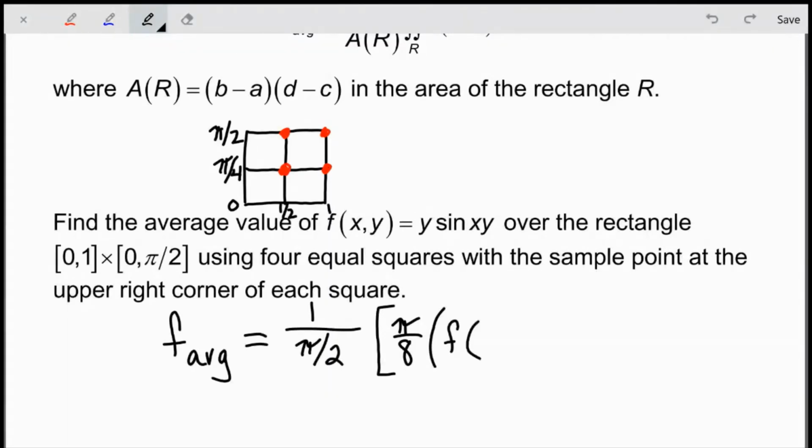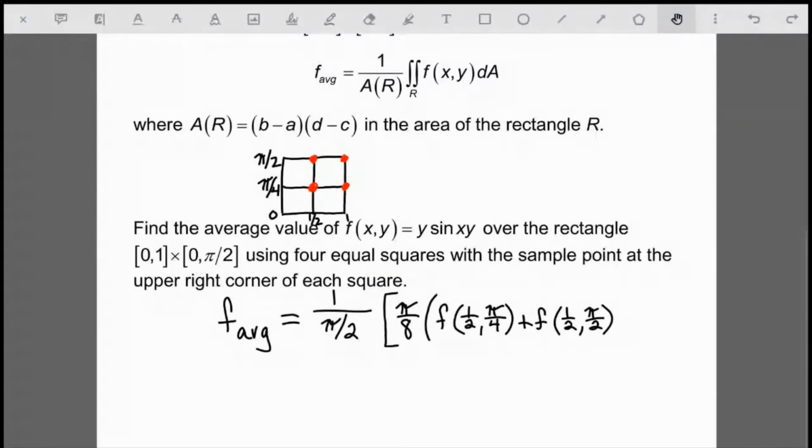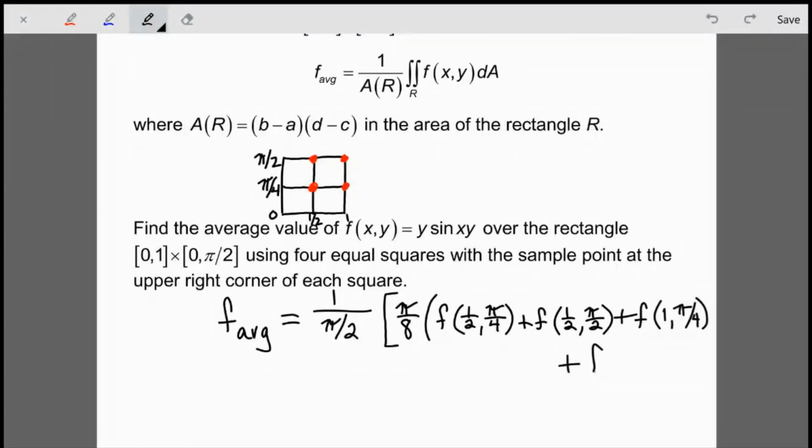So f at 1/2, pi over 4, that would be that first subrectangle. We're going to do plus f at 1/2, pi over 2, and so on until we get through all of these. So let me see if I can fit these on this line. I might have to go to one more line here. So f at, let's see, 1, pi over 4. And then the last one would be f at 1, pi over 2.